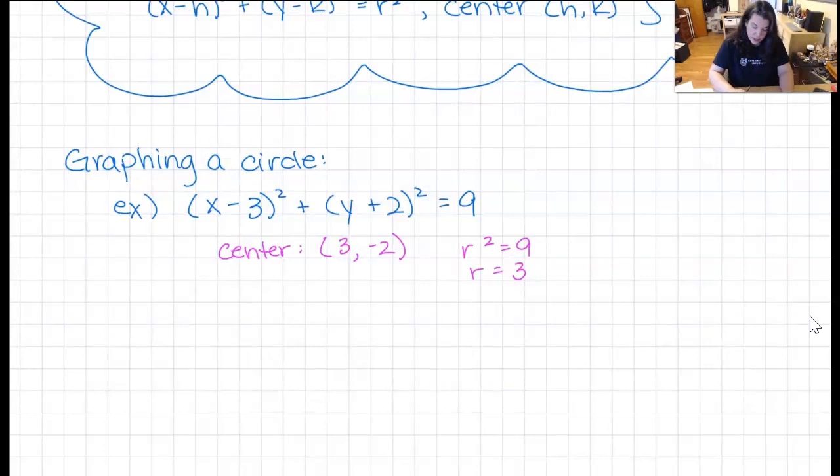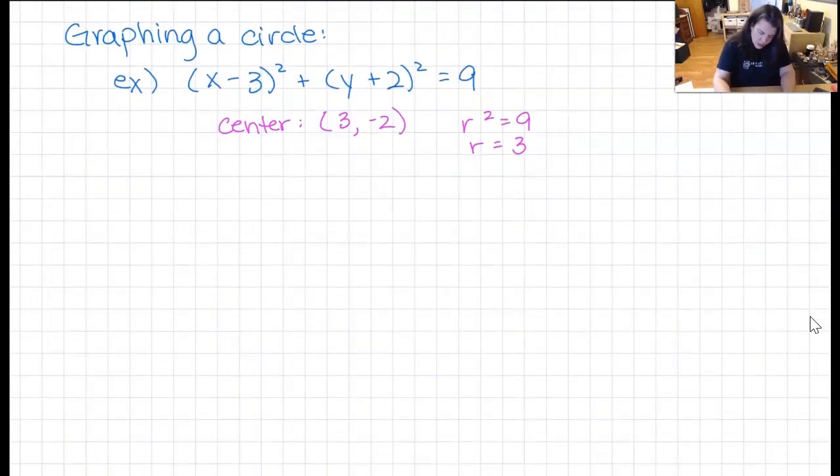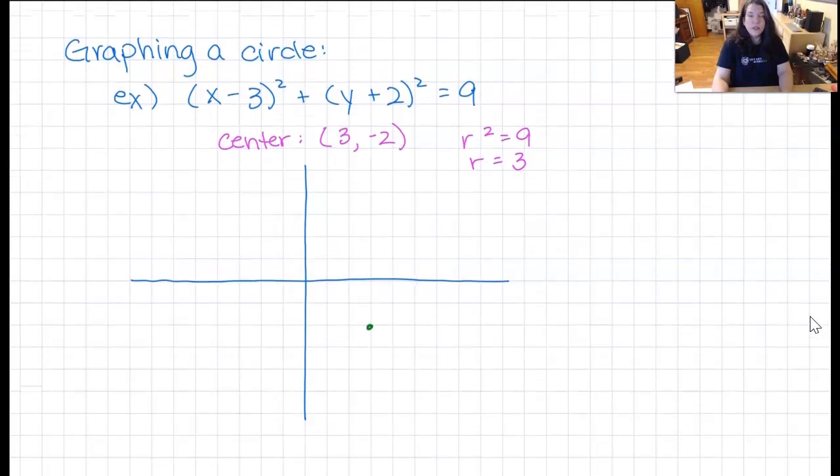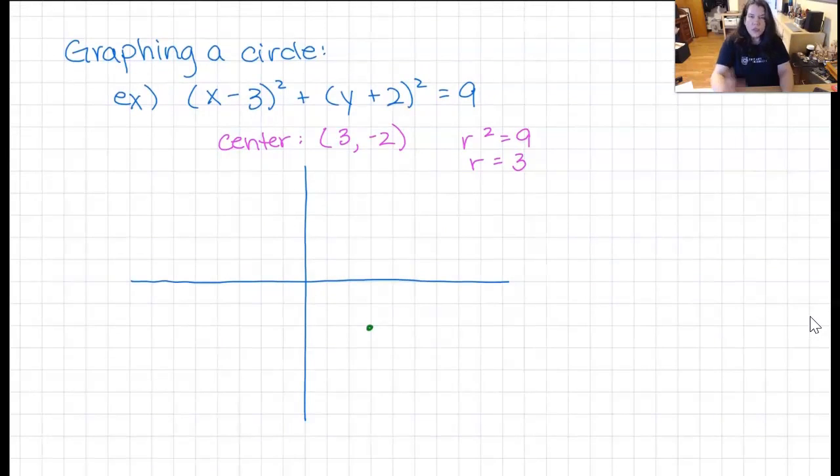Now we're ready to draw the circle. I call them the north, south, east, west points. All right, so we've got 3, negative 2. 1, 2, 3, negative 2. So there's the center. And then to help you draw the circle, just go up, down, left, and right, whatever the radius is, and that gives you some points to shoot for. So up 3, down 3, right 3, left 3. And then just draw your best circle through there.